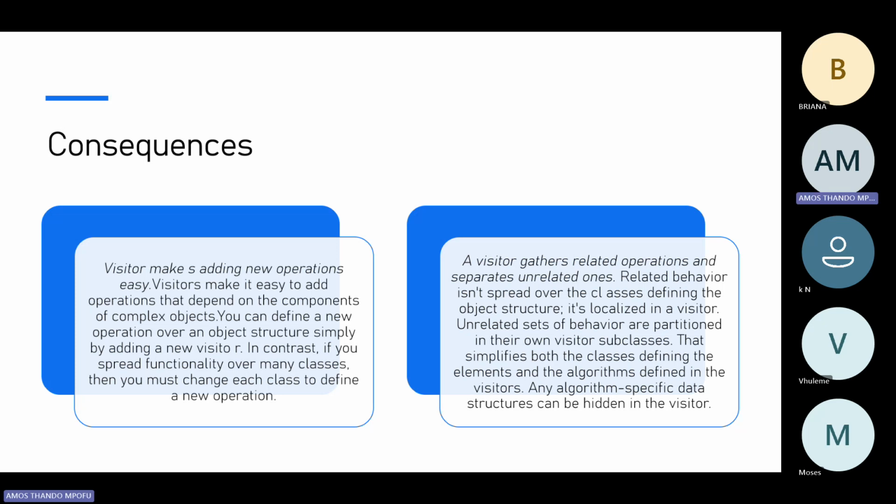A visitor gathers related operations and separates unrelated ones. That's basically what the visitor design pattern does. It takes the ones that are related and separates the ones that are unrelated. So like I said, if you have anything that talks about unrelated operations, basically unrelated behavior or functions, the visitor is the one there. And they have differing interfaces, right? The interfaces are different. That's also another key trait of a visitor design pattern. Unrelated sets of behaviors are partitioned in their own visitor subclasses.